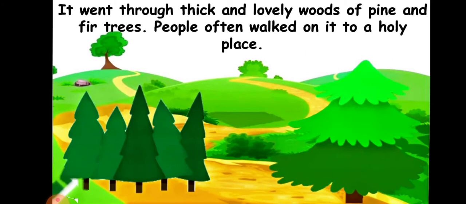It went through thick and lovely woods of pine and fir trees. People often walked on it to a holy place. So, on that small hill, there was a holy place, might be a temple. The path which leads to that holy place had woods of fir and pine trees. Woods means forest. Mostly these kinds of trees are found in cold regions. So it was a cold region. Through that forest a way was going which leads to that hill, and on that hill there was a holy place.